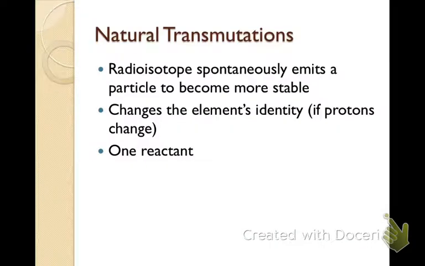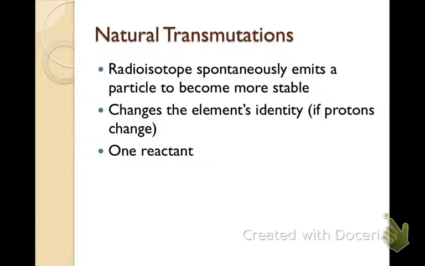They do so by natural transmutations. If you think back in bio, a mutation is a change in DNA. DNA is located in the nucleus of a cell. So here in chemistry, transmutations are going to be changes inside of the nucleus of an atom. So we're talking about changing the number of protons and the number of neutrons.